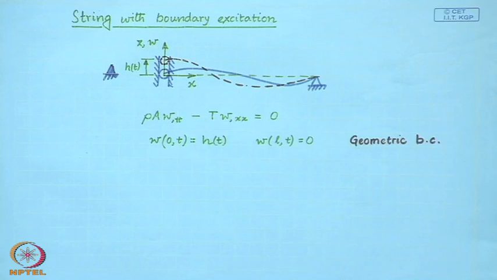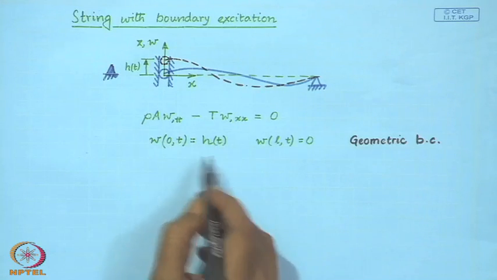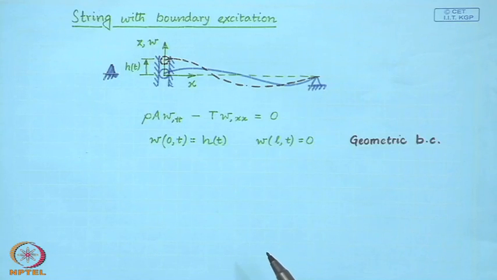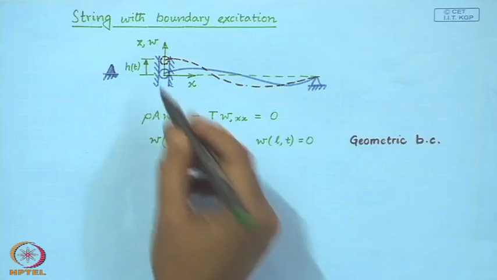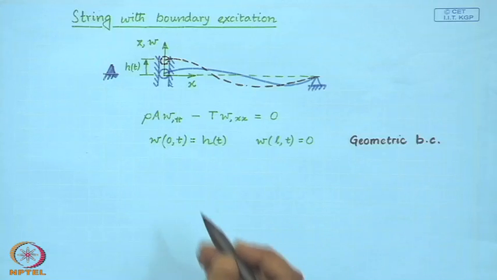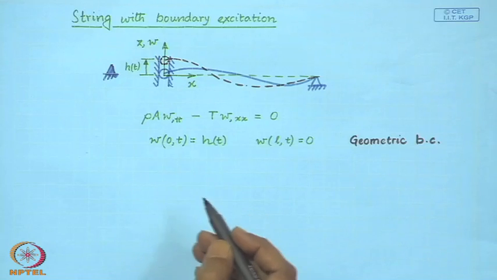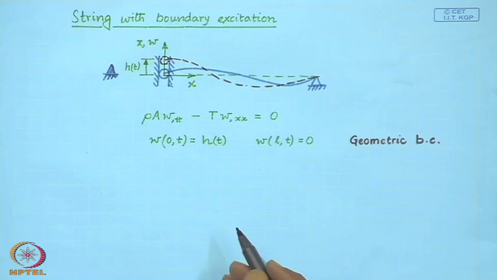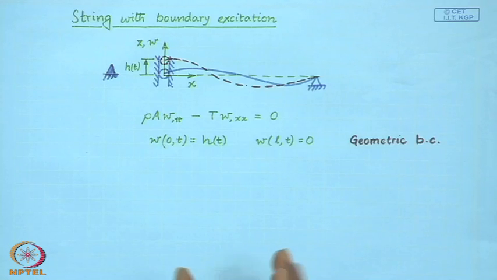Now, here we have a boundary which is being excited. I mean, the displacement at this boundary, that sliding boundary, is a function of time. Now, when you have such a situation, analysis may become a little difficult.